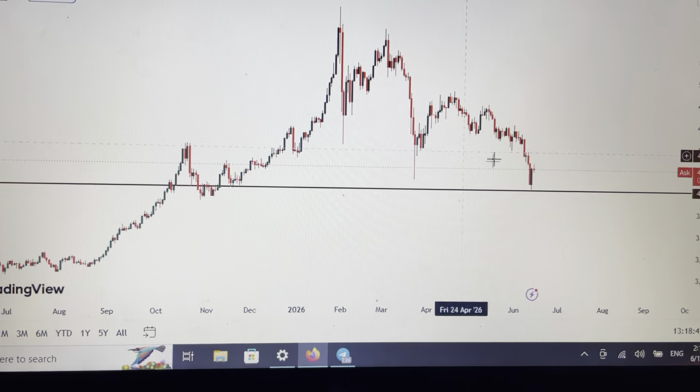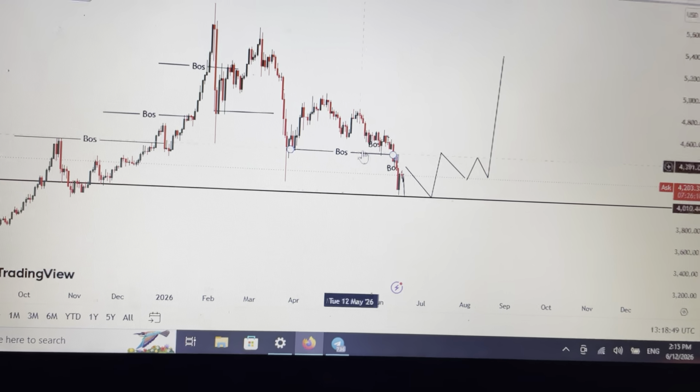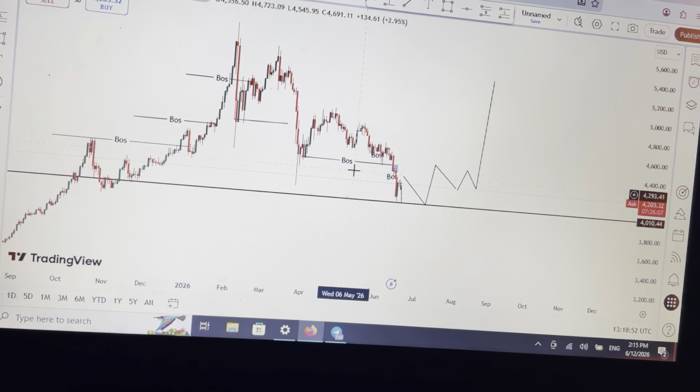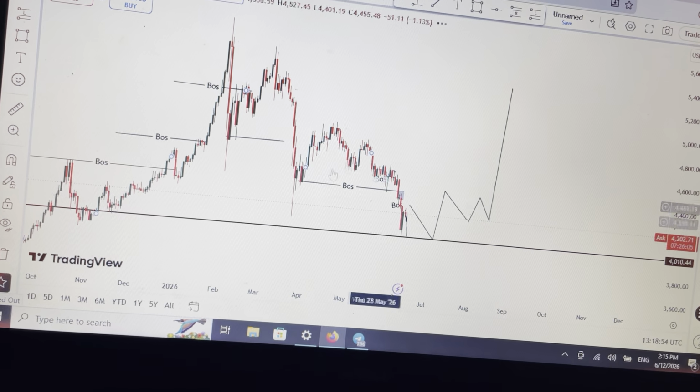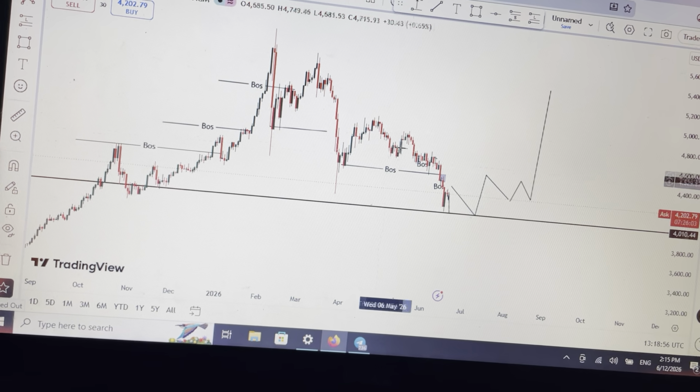So we'll be watching the daily time frame for this move and not the 15-minute or 1 hour time frame.